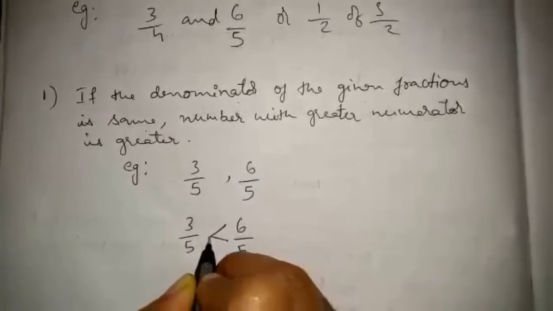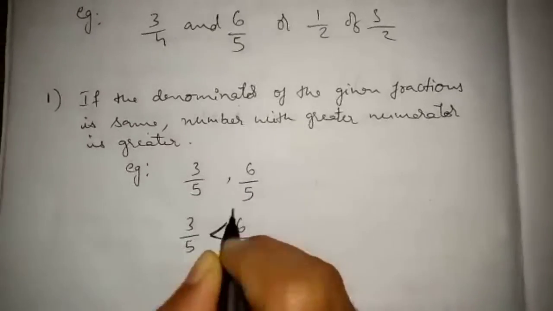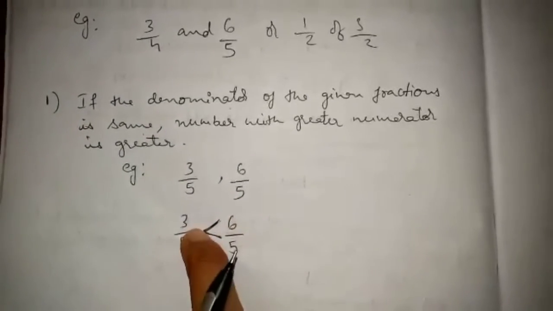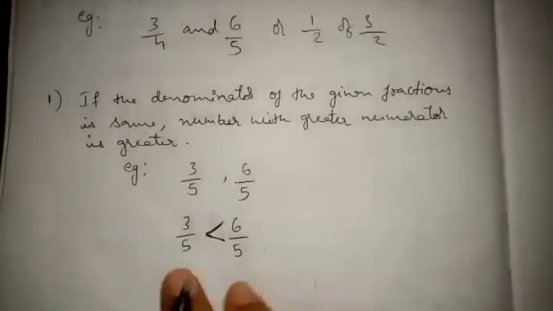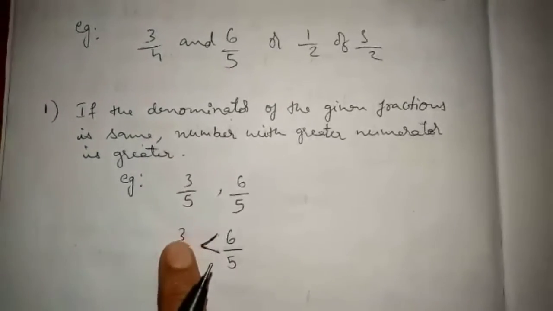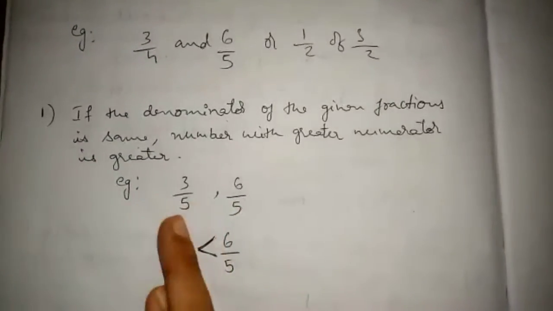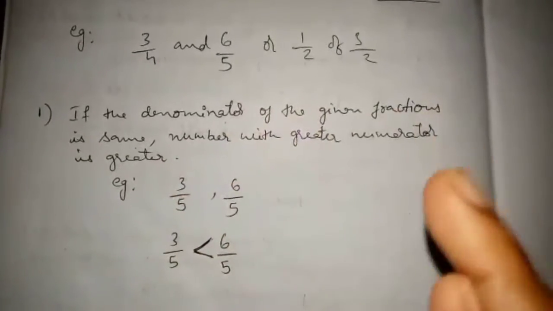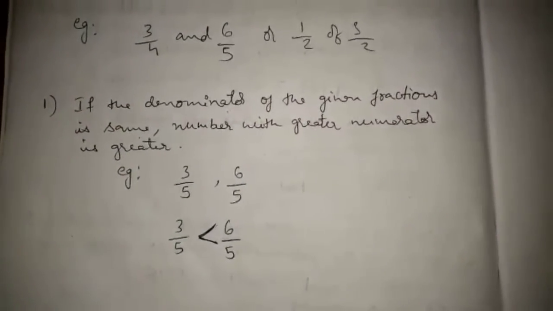This you know, I think. Smaller, greater symbol, crocodile symbol. The crocodile's open mouth indicates greater, the crocodile's closed mouth indicates smaller, right? So this is the first rule. In the first rule, you will check the denominator. If the denominator is same, you have to see the numerator. In the numerator, which is the greater number, that becomes the greater fraction.